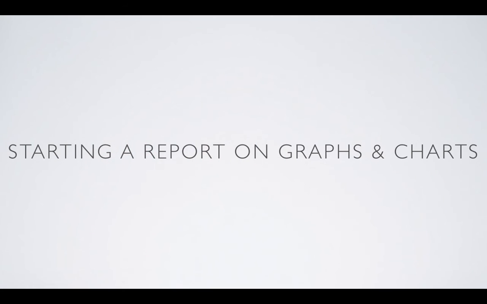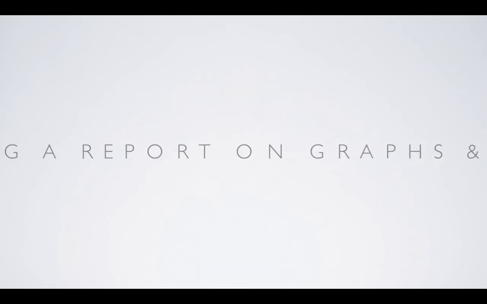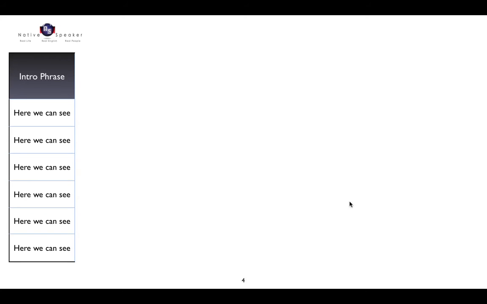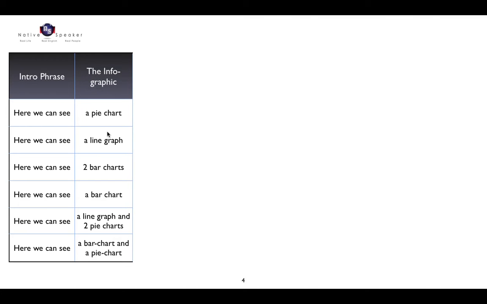Let's look at starting a report on graphs and charts. A good start is very, very important. So here I'm going to show you some very nice, easy to construct sentences that you can use. In the first one, I'm going to use this nice intro phrase, here we can see. So here we can see is a really nice intro phrase. It can only be used really at the beginning of the first paragraph. And then you'll describe the infographic.